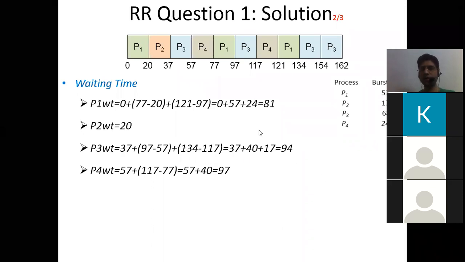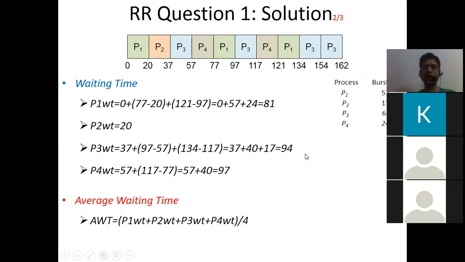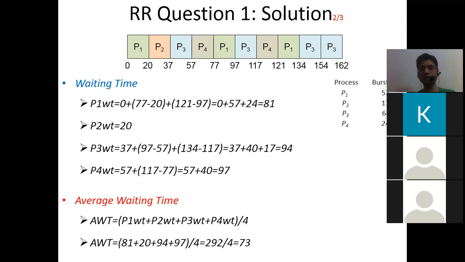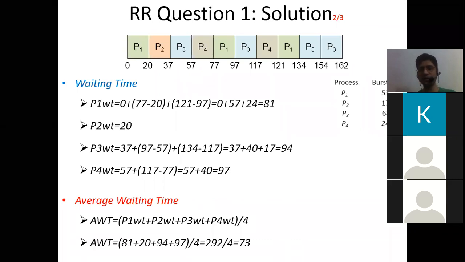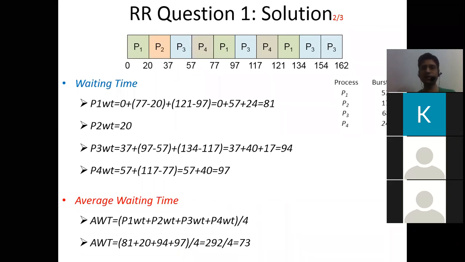Let's see, everyone is done with the waiting time of P1, that is 81, P2 20, P3 94, and P4 97. So what is the average waiting time? Very simple operation. You have to sum all the individual waiting times of the processes and divide by the number of processes. So 81 plus 20 plus 94 plus 97, that is 292, and then we get 73. Okay, so we are done with waiting time and average waiting time. Let's go and check out the turnaround time.